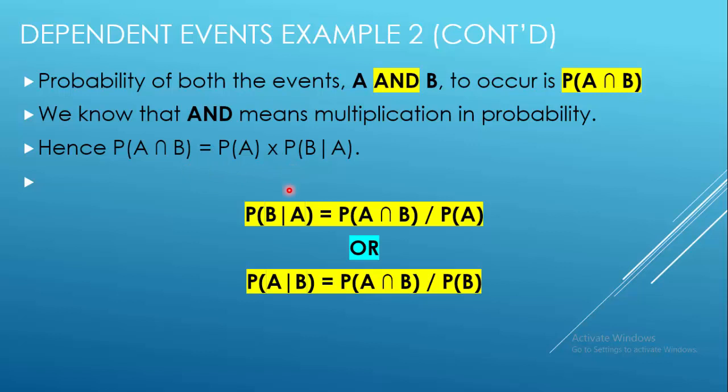So we have multiplied the probability of A by the probability of B given A, and if we use simple mathematical operations, we get the probability of B given A is equal to the probability of A intersection B divided by the probability of A. And similarly, if your event A depends on B, in that case the probability of A intersection B is divided by the probability of B.